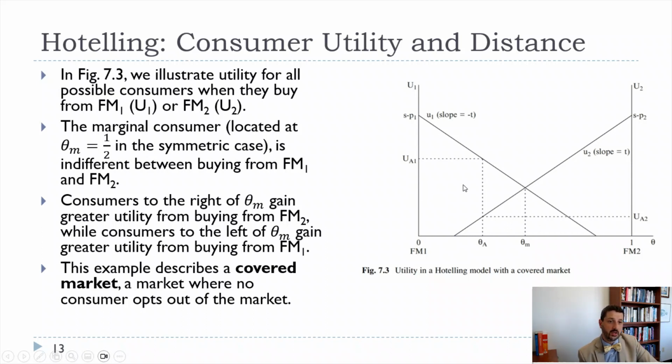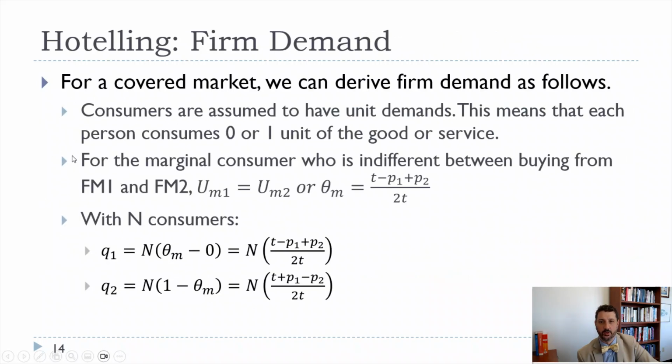Now, note that these utilities are positive for everybody who buys, right? Everybody is getting at least this much utility from buying. And so we call this a covered market where everybody buys. But that might not be the case, right? If t is very high or S is low, then we'll have an uncovered market, which we'll talk about in a minute. Now, the key here is that as long as these products are the same and as long as the population is uniformly distributed and t is the same, then obviously the answer is that they're going to split the market 50-50, right? So theta M will be 1/2.